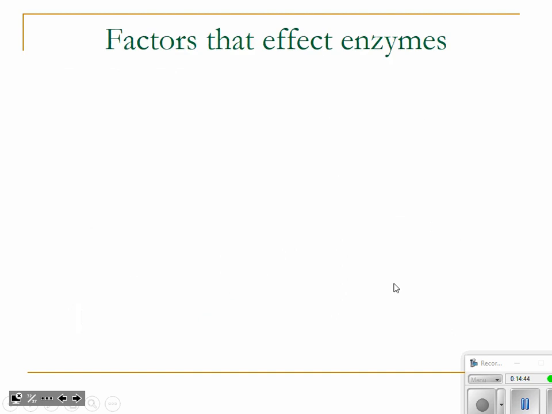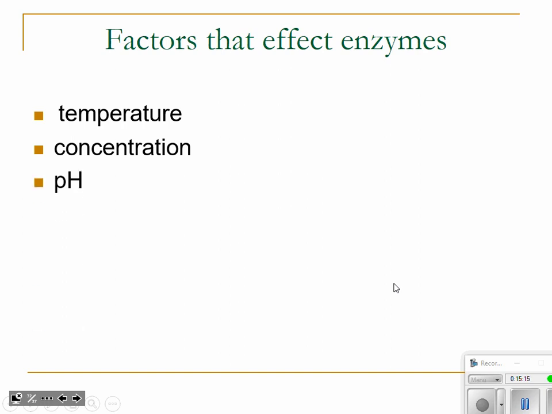Okay? Factors that will affect an enzyme. Number one, temperature. If we heat up the enzyme, if we cool the enzyme. Number two, the concentration. And number three, the pH. The temperature, the concentration, the pH.